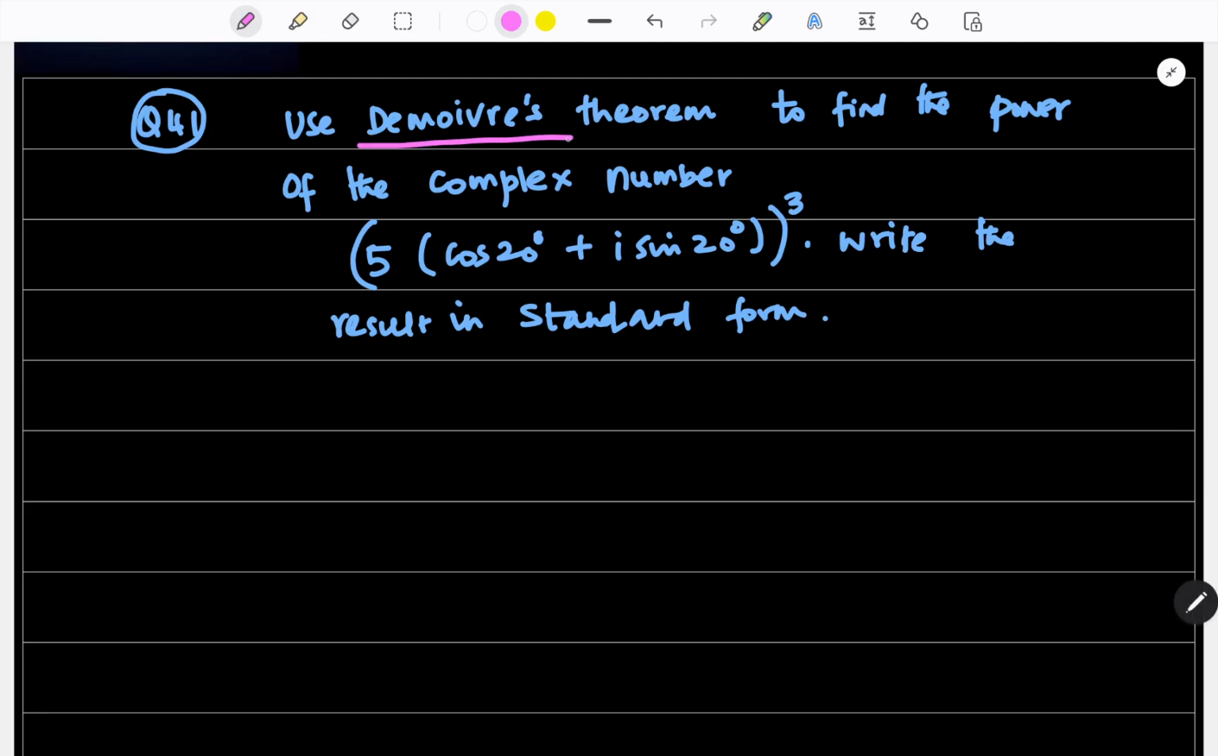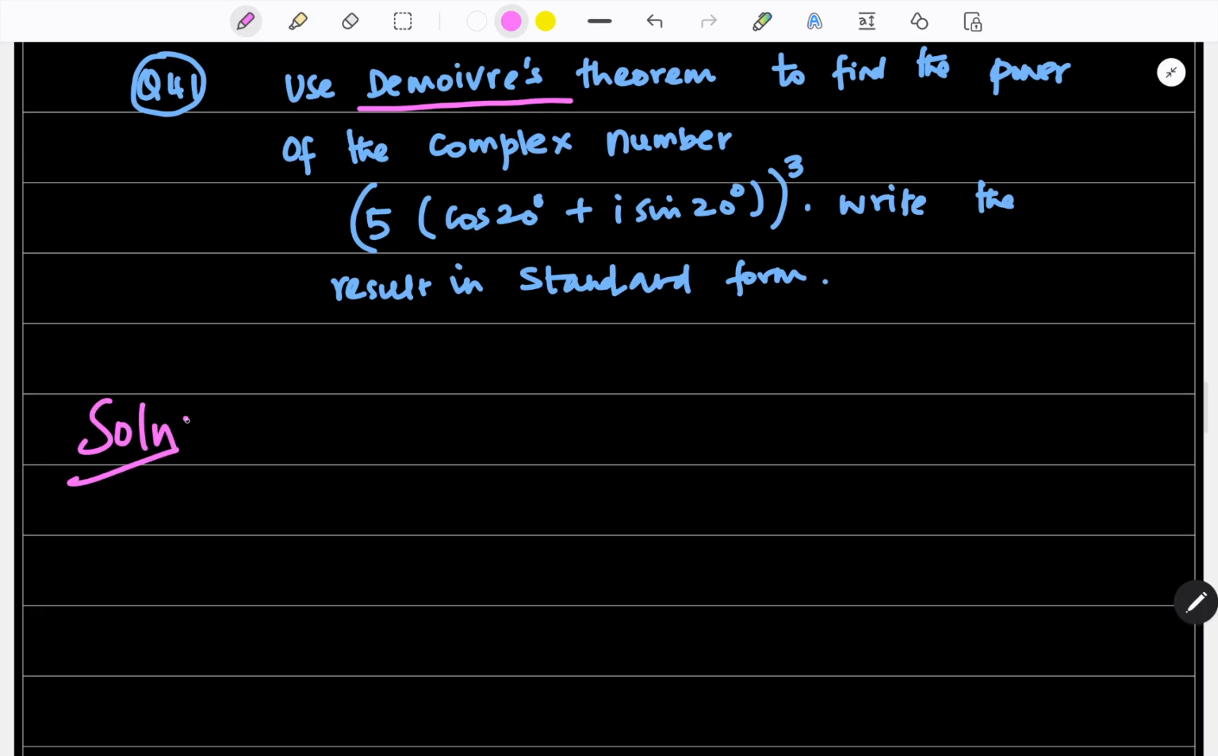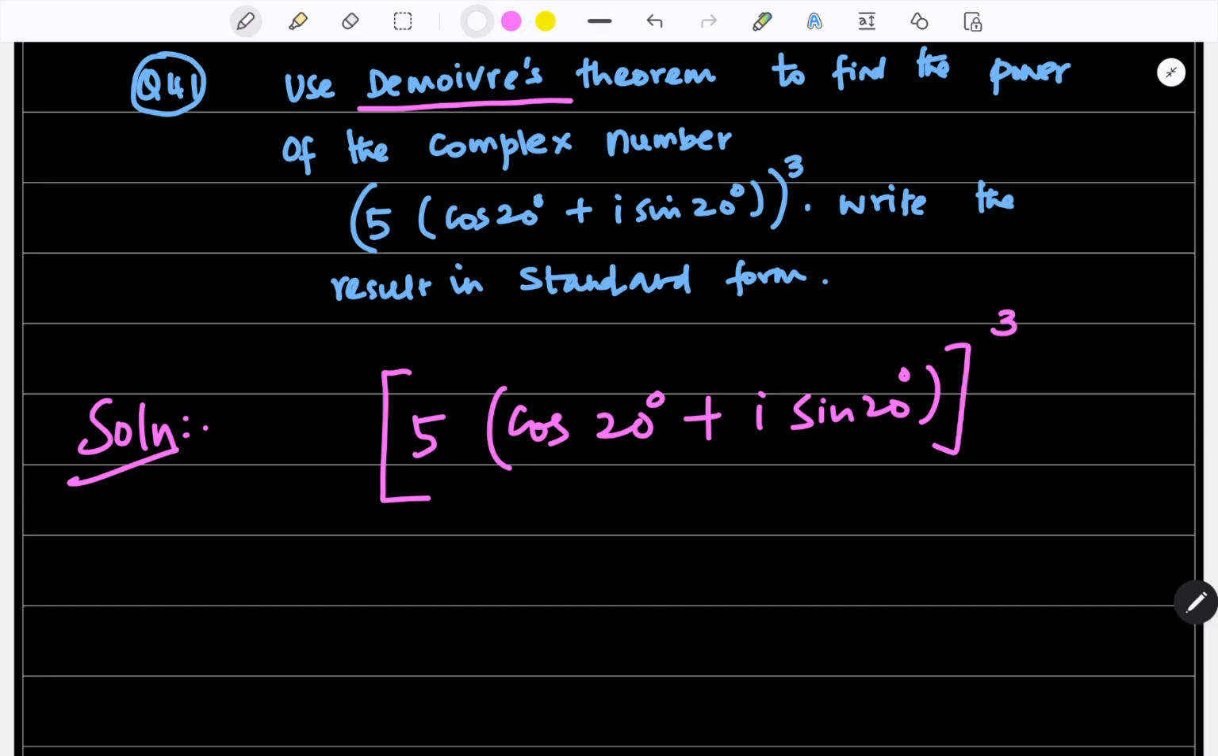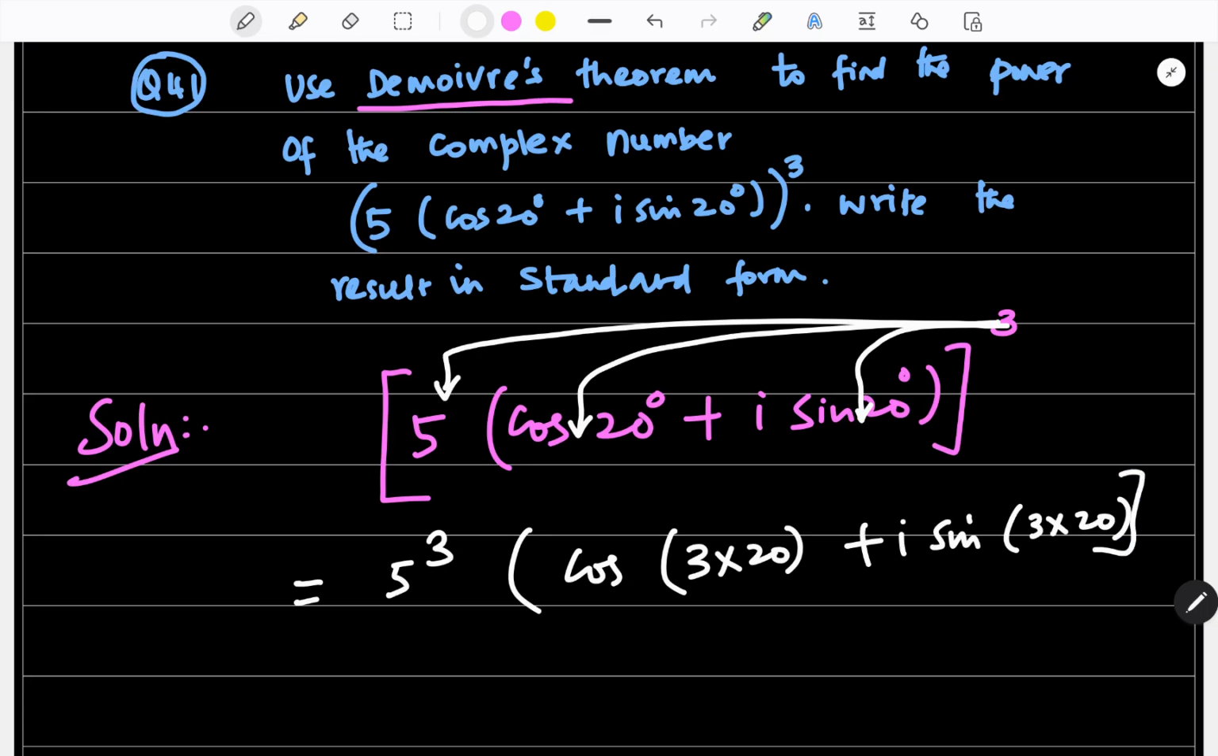Let's do one more question. Use De Moivre's theorem to find the power of the complex number. Let's go to the solution. The question is 5 times cosine 20 degree plus i sine 20 degree, the whole to the power of 3. The power 3 comes here, here, and here. So this is 5 power 3 bracket open cosine 3 times 20 plus i sine 3 times 20 close the bracket.